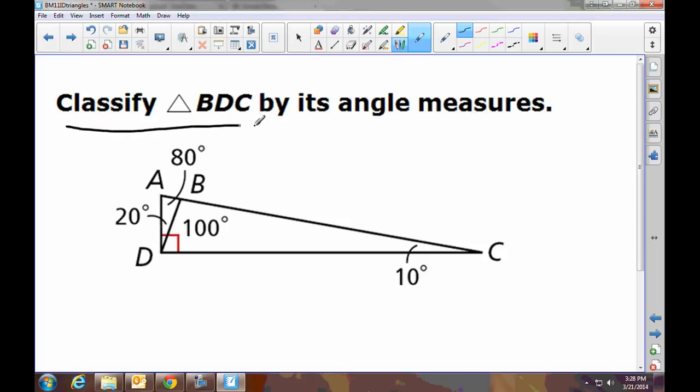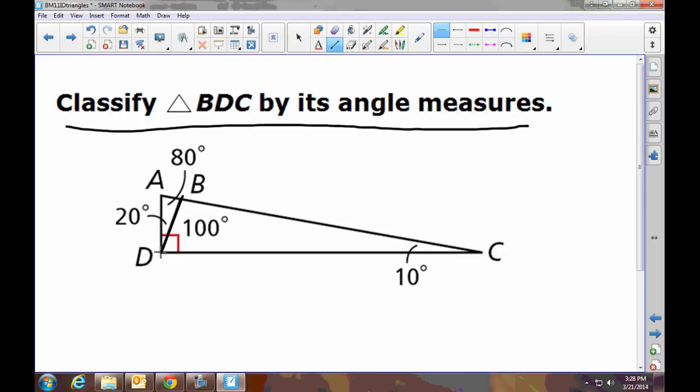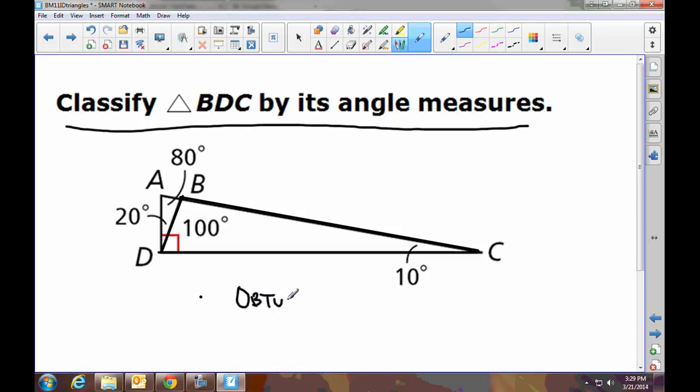This question asks us to classify triangle BDC by its angle measures. Okay, well, we know this is 10, and we know this angle is 100, and I already know that that is above 90. So without doing any more work, what kind of triangle is this? Well, since there's one angle bigger than 90, I know it's got to be obtuse.